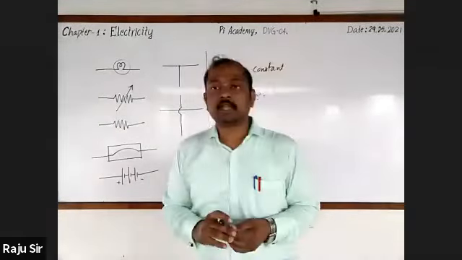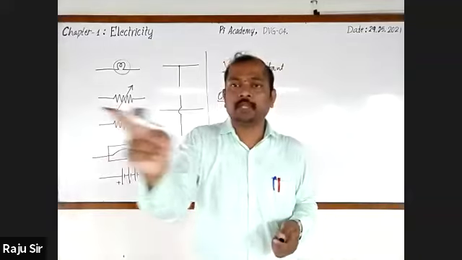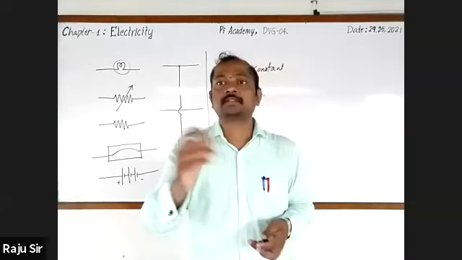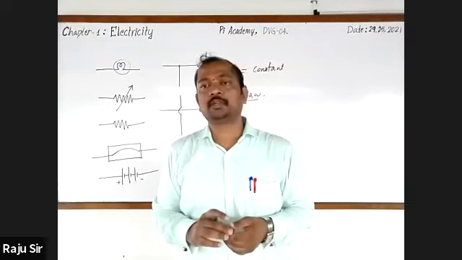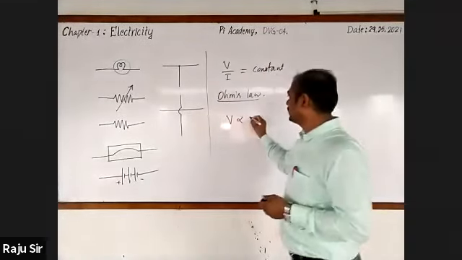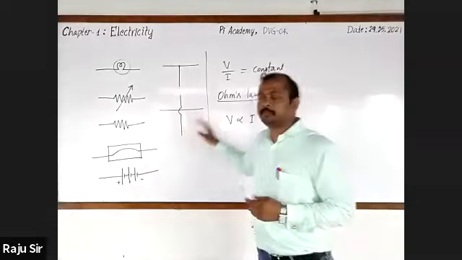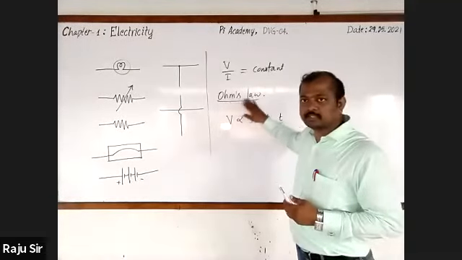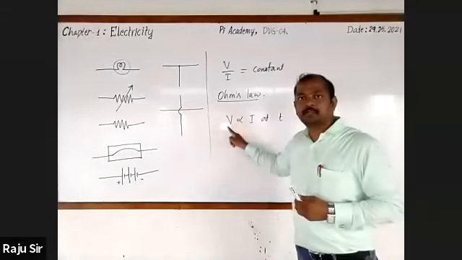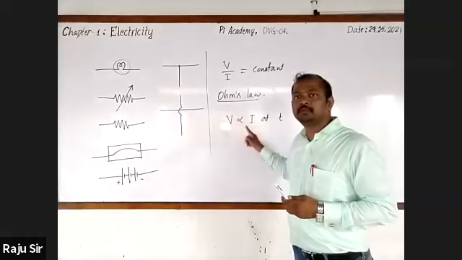Ohm's law states that you may take any conductor and at constant temperature, the potential difference between the ends of a conductor is directly proportional to current flowing through that conductor. We write like this: V is directly proportional to I at constant temperature. Once I repeat the statement, listen carefully. Ohm's law states that in any conductor at constant temperature, the potential difference between the ends of a conductor is directly proportional to the current flowing through that conductor.